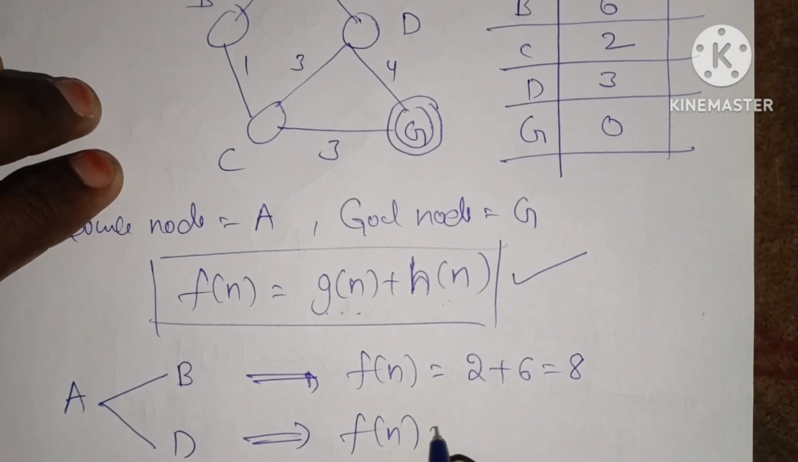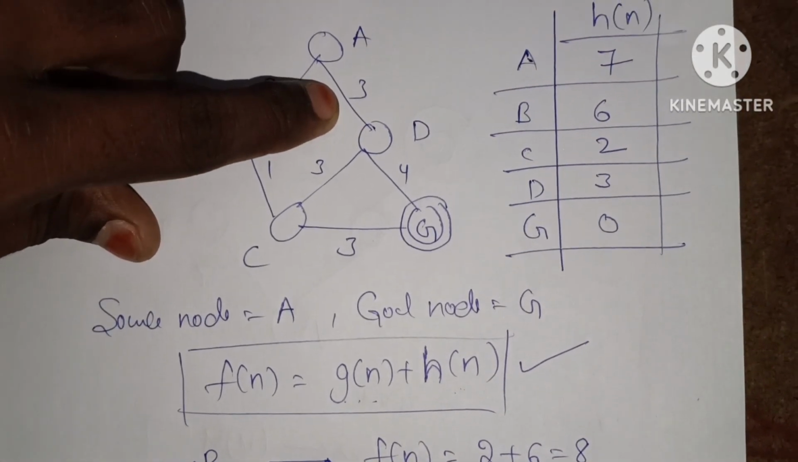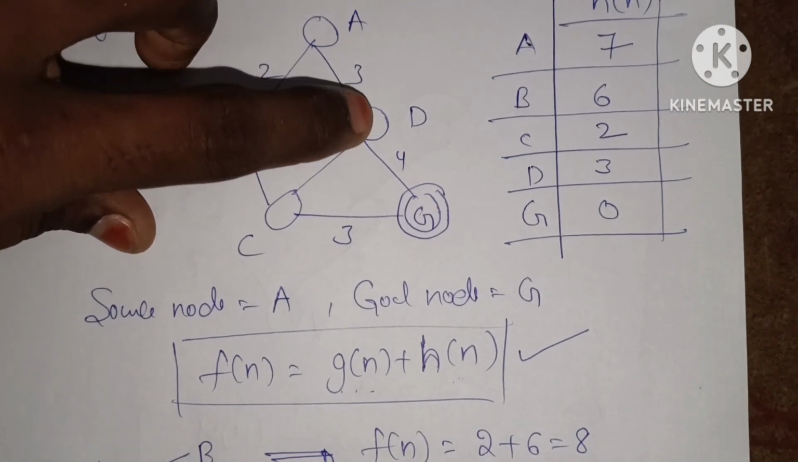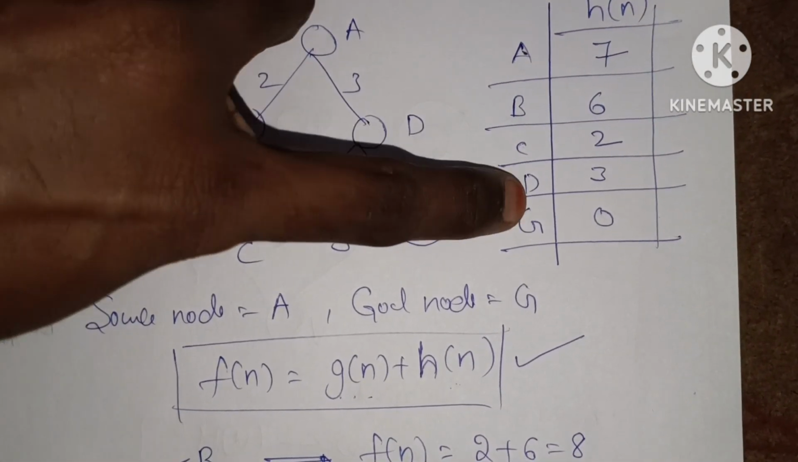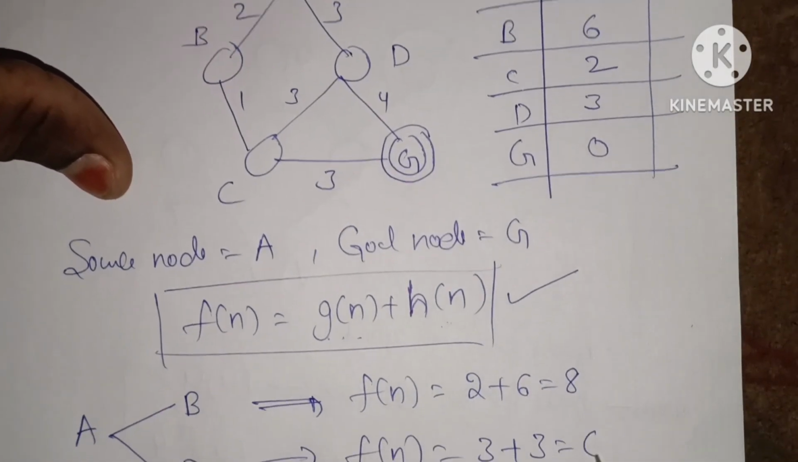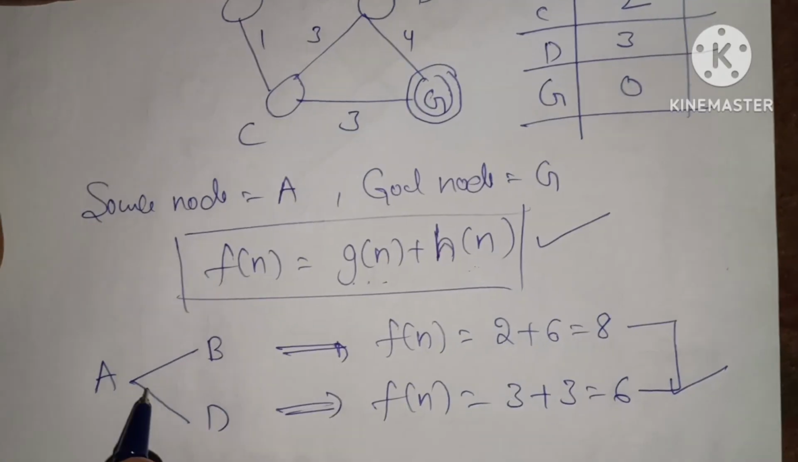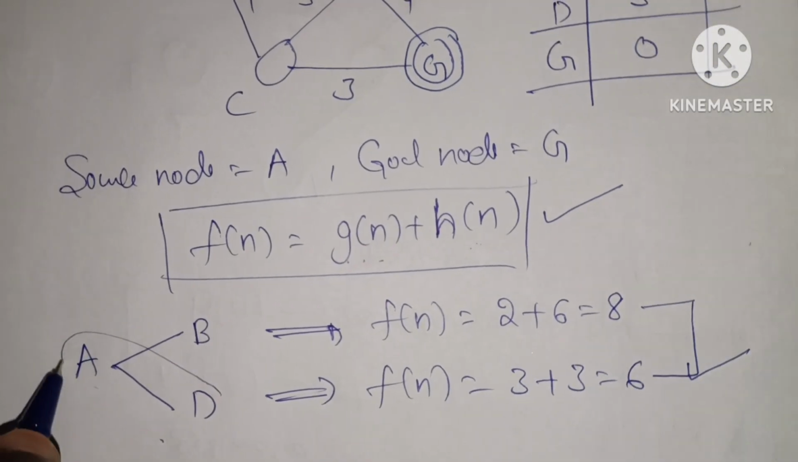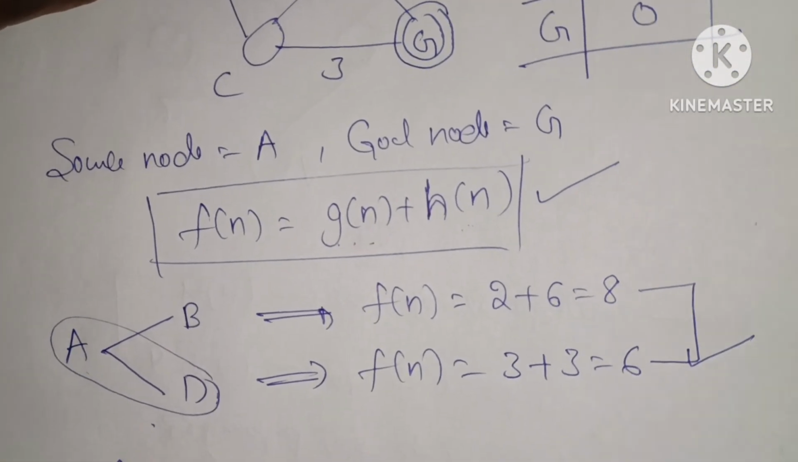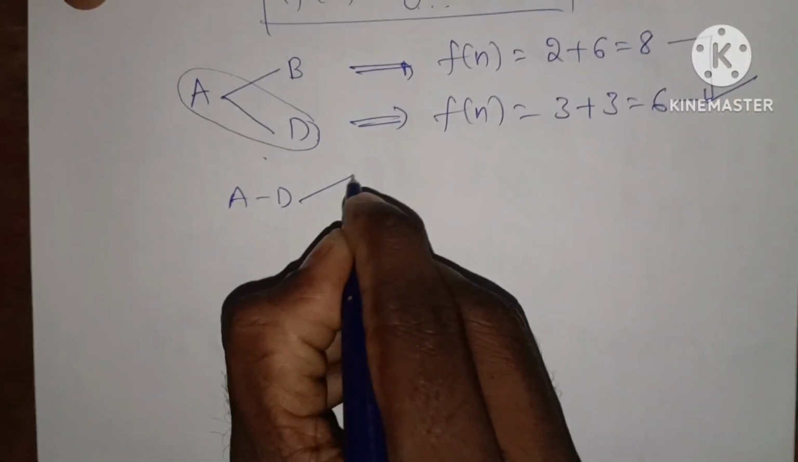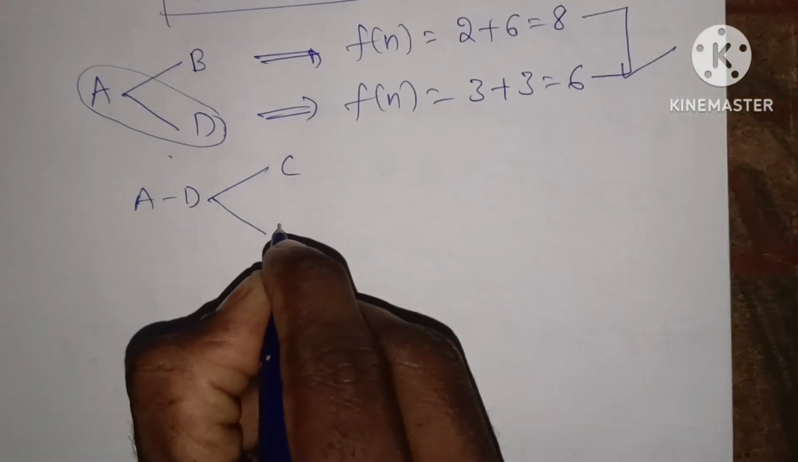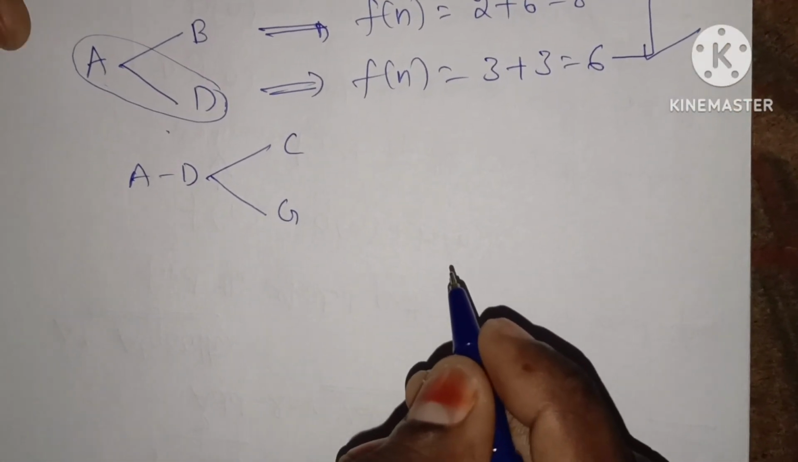Like that D. F of n for A to D: what is the cost? G of n is equal to 3, plus H of n of D. What is the value? 6. So comparing 8 and 6, 6 is less. So A to D is selected first of all. Then what are the adjacent nodes of D? C and G. Is it clear?